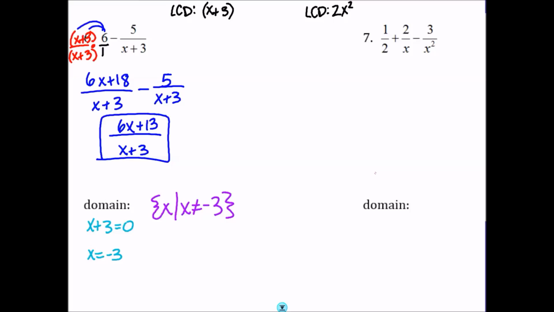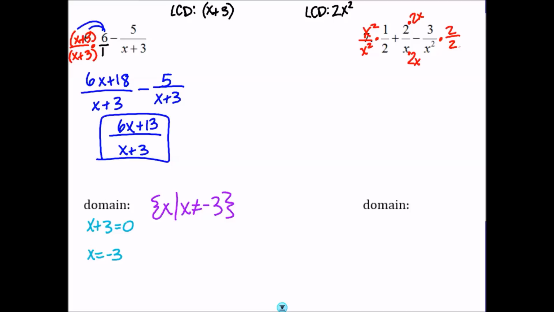The first fraction needs an x squared, so we need to multiply both the numerator and denominator by x squared. The second fraction, if you look at the denominator, we already have an x, we need a 2, and another x. So we need to multiply this fraction by 2x. Then the third fraction just needs to be multiplied by 2 over 2.